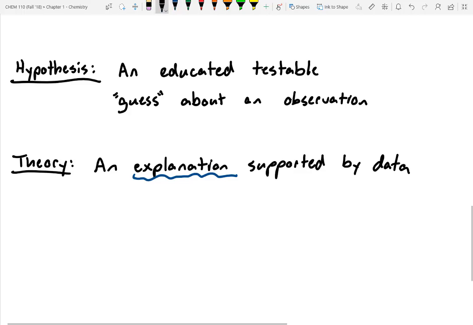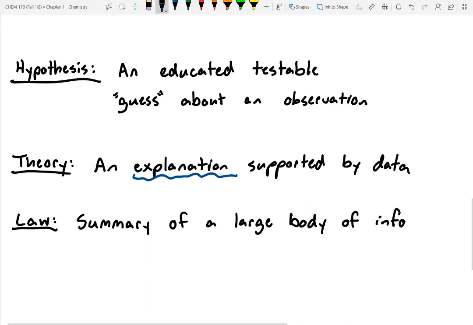All right, next term is law. And this isn't like judicial law in the US, this is scientific law. And this is a little bit different than theories, so I will explain the difference. It's a summary of a large body of info but provides no explanation. So really the difference between a theory and a law is a theory explains the why, a law doesn't, right? The way I often remember the difference between these is laws oftentimes have formulas associated with them, right?